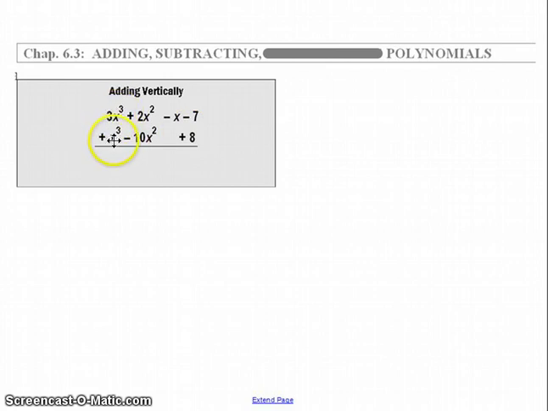So the 3 and the 1 become 4, just as the negative x and the nothing become negative x. So there's your answer. 3 and the 1 become 4x cubed. The negative x and nothing else become negative x, and so on. So this is really a very straightforward process when it's laid out as easily as that for you.